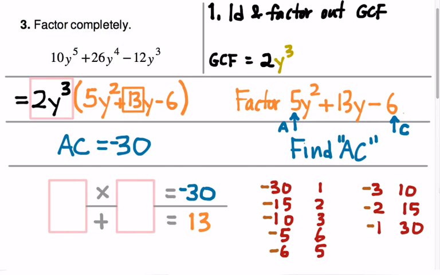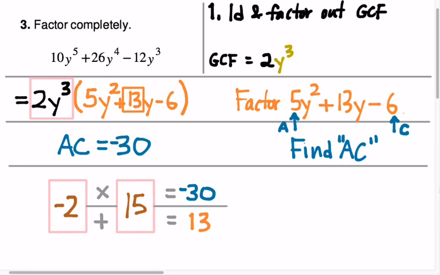So I'm going to choose the pair right here. Negative 2 and 15. Negative 2 and 15 is the winner in our little AC sum and product game. Right? It multiplies together to give us negative 30. It adds together to give us positive 13. So now that we have our numbers, negative 2 and 15, what do we do with them?